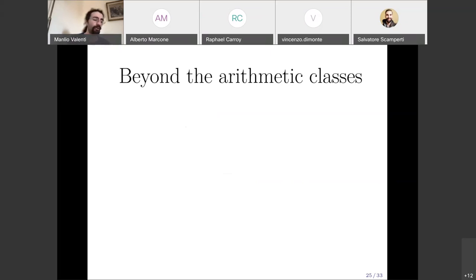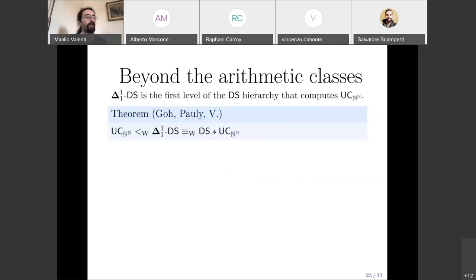What I wanted to do in the remaining part of the talk is talk a little bit more about what happens beyond the arithmetic classes. So first of all, the first non-arithmetic level is delta 1-1, of course. At the delta 1-1 level, we are finally able to compute UC bear. So this is actually the first level in which we enter the picture, if you want.